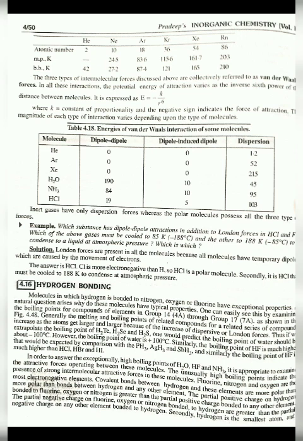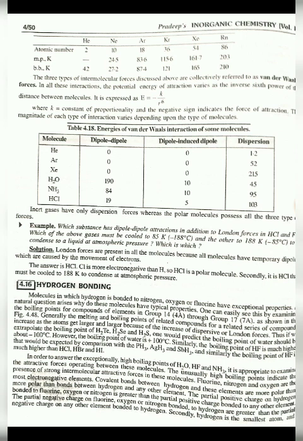Similarly, the boiling point of HF is much higher than would be expected by comparison with PH3, AsH3 and SbH3, and similarly the boiling point of HF is much higher than HCl, HBr and HI. In order to explain the exceptionally high boiling points of H2O, HF and NH3, it is appropriate to examine the attractive forces operating between these molecules.